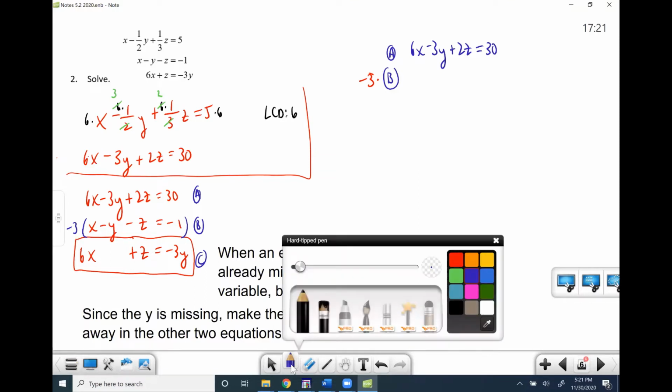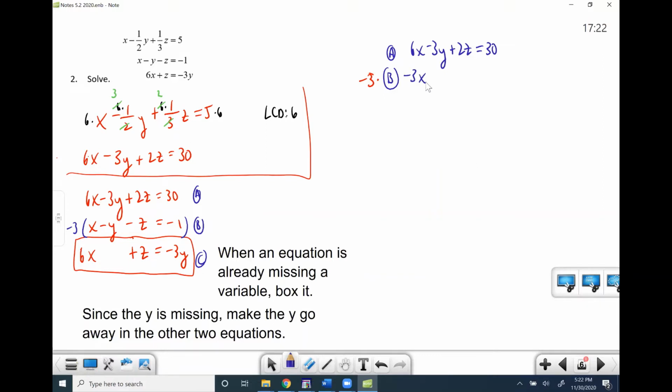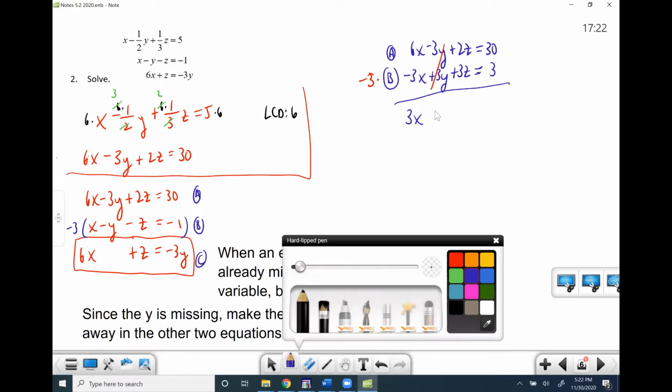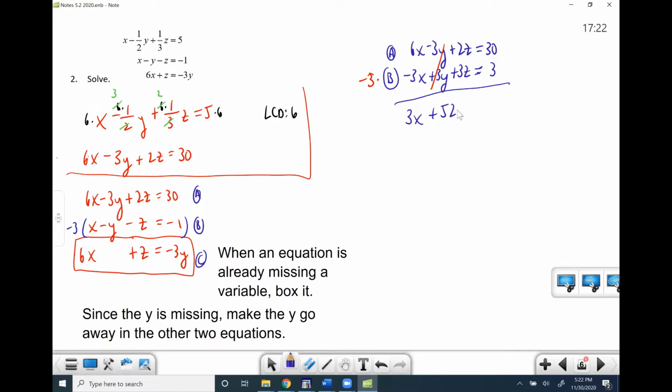All right, negative 3x, positive 3y like we wanted. Awesome. Positive 3z, and positive 3. All right, let's see what we got when we go downward with it. 3. These guys are goners. 5 and 33. Now, box it.